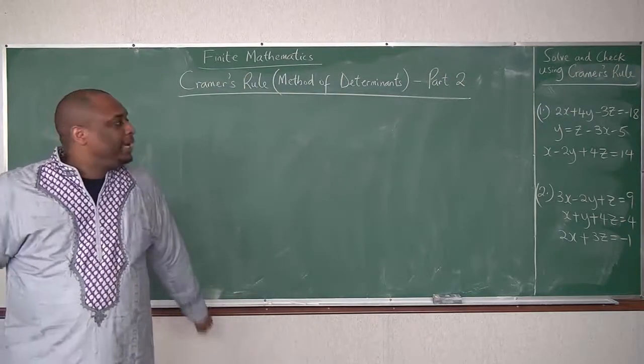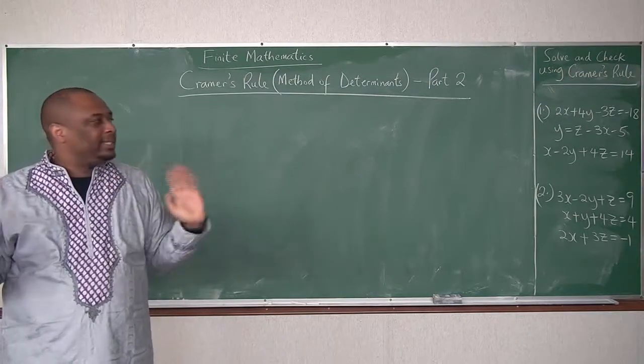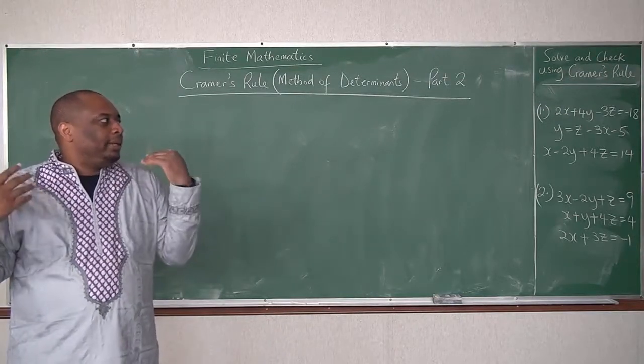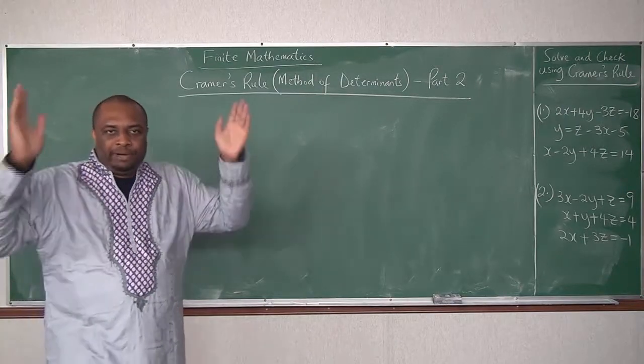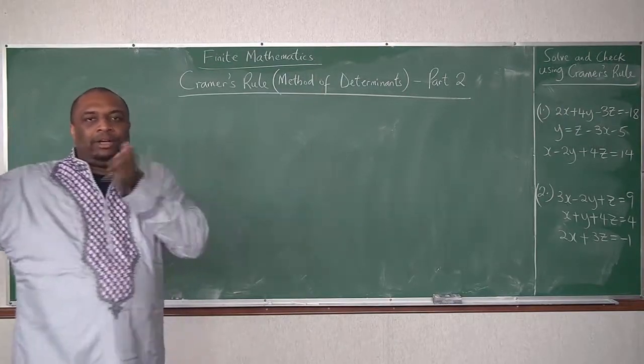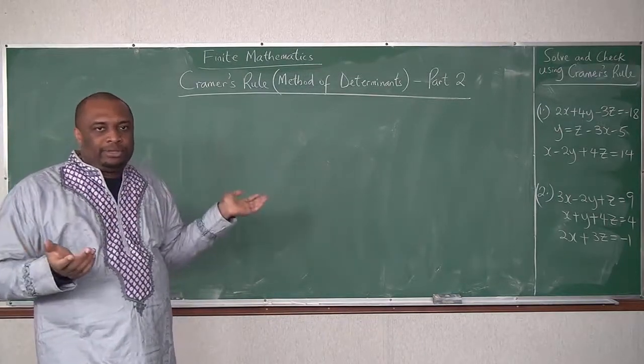If you can simplify it, you simplify it. Then make sure that the variables are complete, that the variables are aligned and that the constants are aligned as well, and then you can use Cramer's rule.